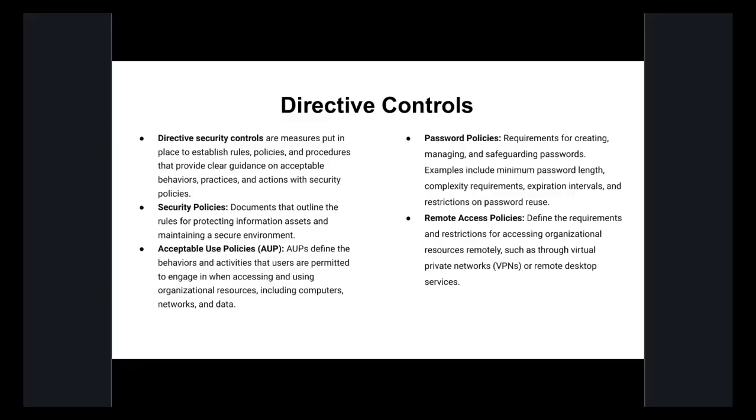Acceptable use policies are documents that will define the activities that users are allowed to engage in when they are accessing our network. Another common type of directive control are password policies. This is where we will create rules for the different passwords that are assigned to our users. These would include things like setting a minimum password length, having passwords expire and have to be reset, as well as putting restrictions on the reuse of old passwords. All of these are examples of directive controls.